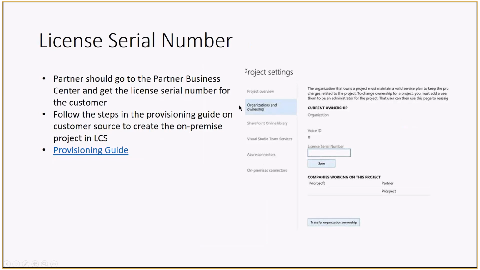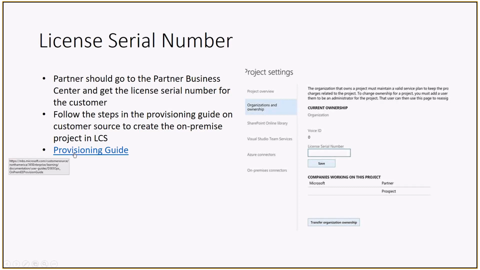Let's move on to how to get the customer licensed, and how we provision their lifecycle services project for on-premises deployment. Once the customer goes through the purchasing cycle and purchases the license, as a partner, you will have to go to the Partner Business Center, and that's where you will be able to find the license serial number for the customer. You will have to share that with the customer.